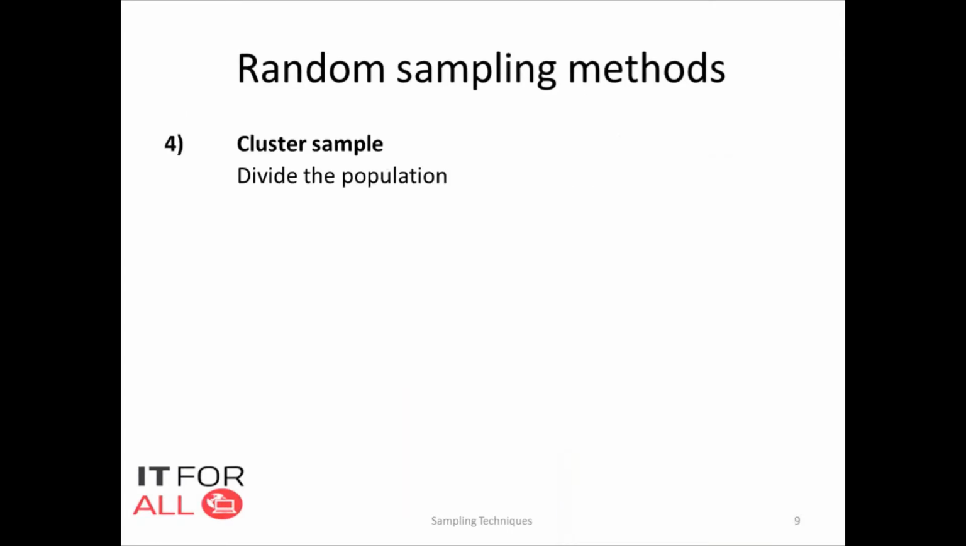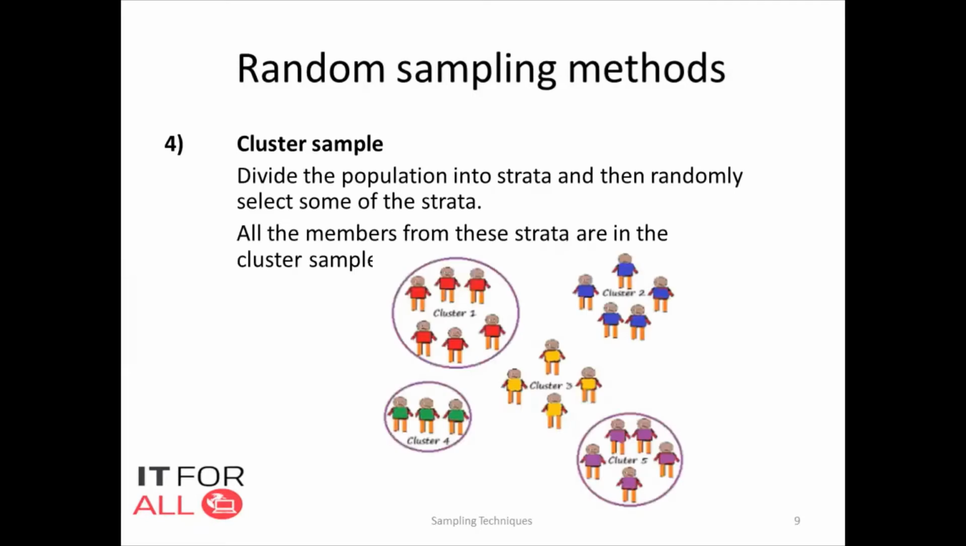Random sampling, fourth, cluster sampling. Divide the population into strata or clusters and then randomly select some of the clusters. Clusters are not of homogeneous types. All members of these clusters are in the cluster sample. So this is a cluster of red, a cluster of green, a cluster of yellow, etc. And out of these five clusters, we randomly select only three clusters, the red one, the green one, and the pink one.